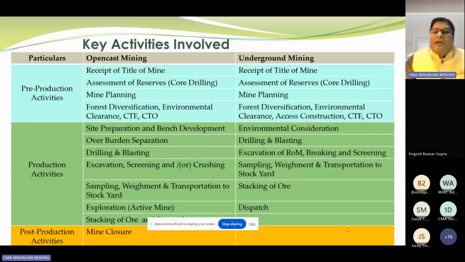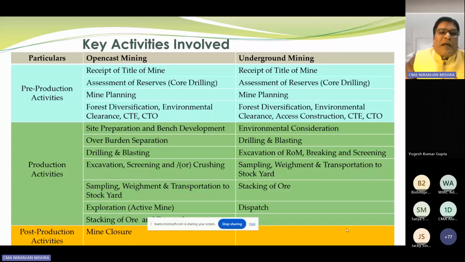CTE means consent to establish, CTO means consent to operate. Each and every company has to apply for the CTE with the mine plan, then a basic assessment of reserves, then how they will diversify the forest, how the environment will be protected. They have to apply to the pollution control department for the environmental clearance. Then, if all these conditions are satisfied, the mining company will get the CTO, consent to operate. When the company gets the CTO, production activity will start.